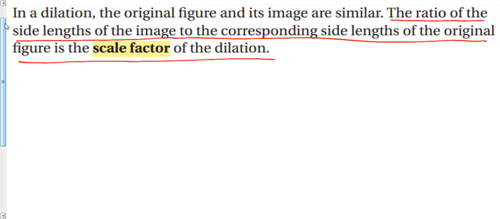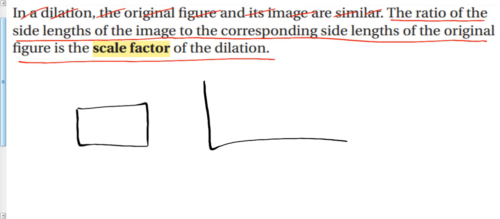In a dilation, the original figure and its image are similar. You can write that down, but what I want you to have is a definition of scale factor. We talked about the images being similar for a dilation, we know that, but more important is the ratio of the side lengths of the image to the side lengths of the original. That is the scale factor. So if I have something like this, and we take it and make it like this, and this is 1, and this is 2, and this is 3, and this is 6, then the scale factor is 2. It was blown up, it was multiplied by 2.